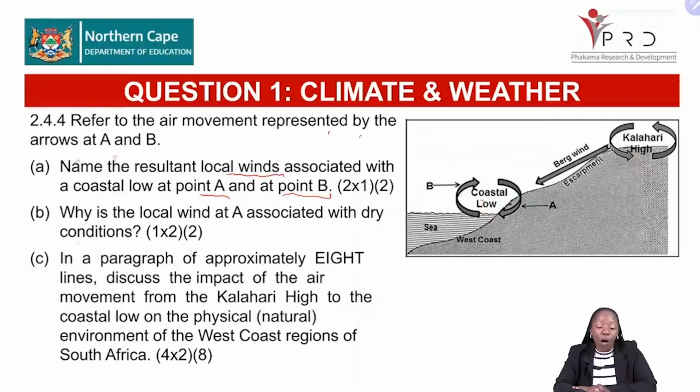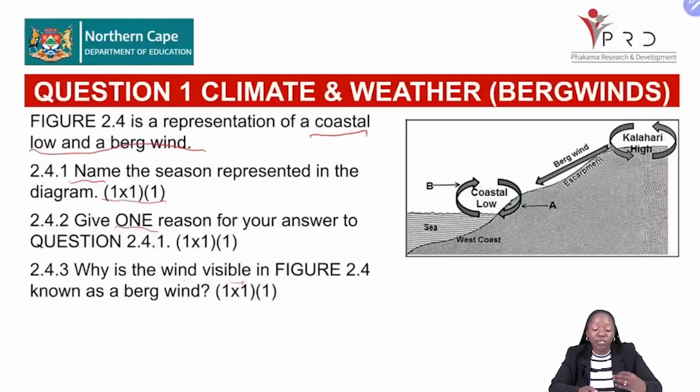Then number B, why is the local wind at A associated with dry conditions? 1 answer that will give you 2 marks. Then at C, it's a paragraph question. In your paragraph question, you discuss the impact of the air movement from the Kalahari High to the coastal low on the physical, which is your natural environment on the west coast region of South Africa. Another 4 times 2. So now that you have gone through the diagram and you have gone through the question, you can now start answering.